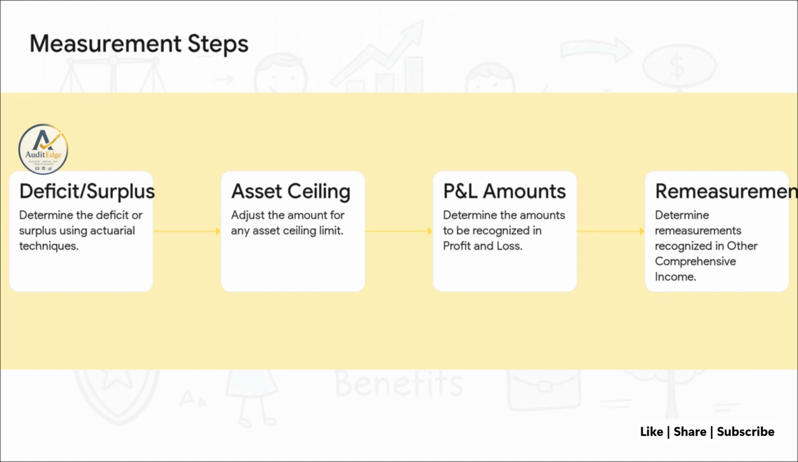The standard mandates 4 highly testable steps here. Step 1, you determine the deficit or surplus using actuarial techniques. Step 2, adjust for any asset ceiling limits. Step 3, calculate the exact amounts for the profit and loss statement. And Step 4, determine the remeasurements for other comprehensive income.